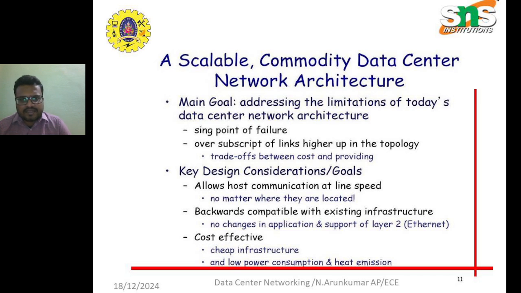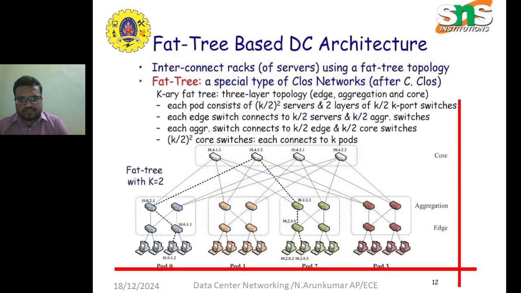Scalable commodity. The key factors are used to assign data based on the host communication model. And if you are getting any information without any delay model, we can use backward compatible with existing infrastructure. And next is cost effective. We are using an authentication process, so it is not on a cheap infrastructure. Some cost effectiveness may occur in this network architecture.